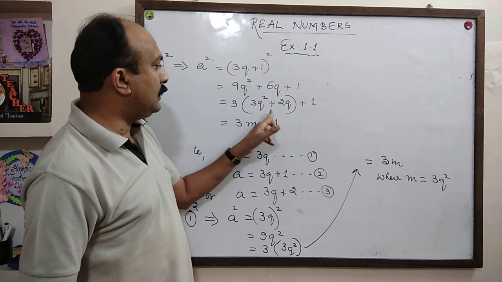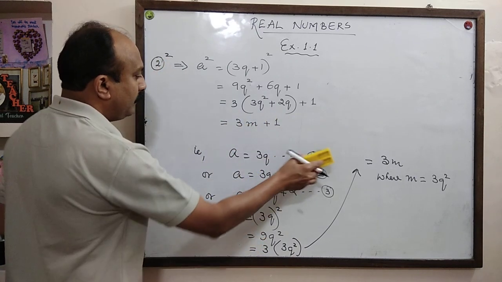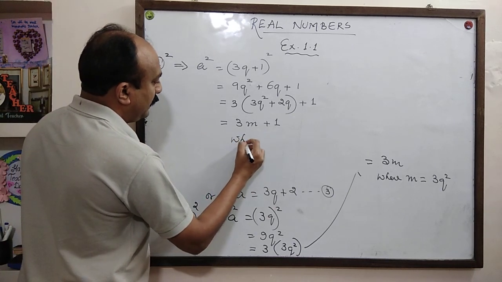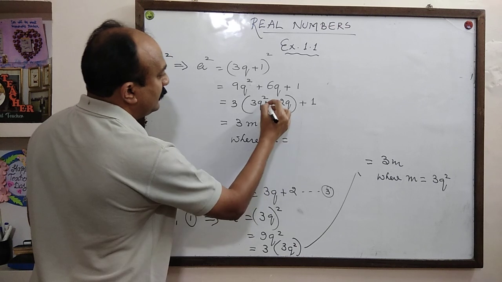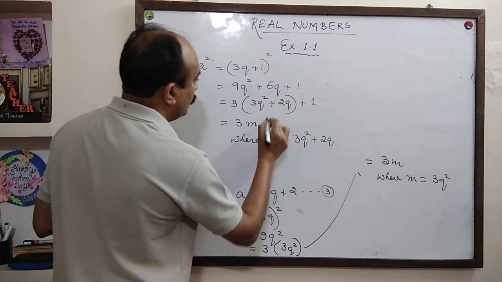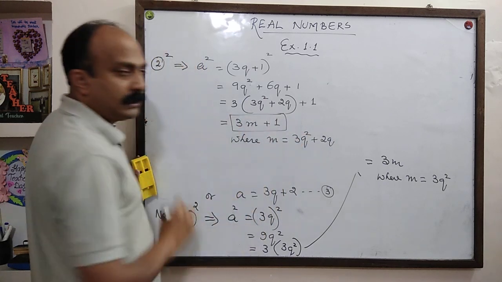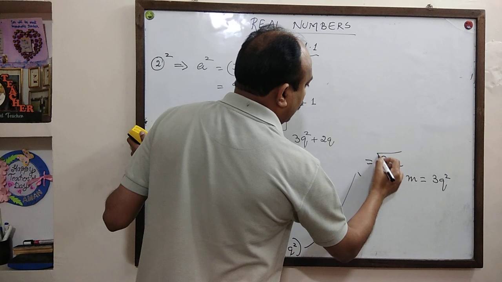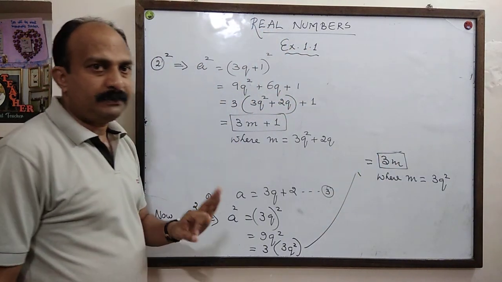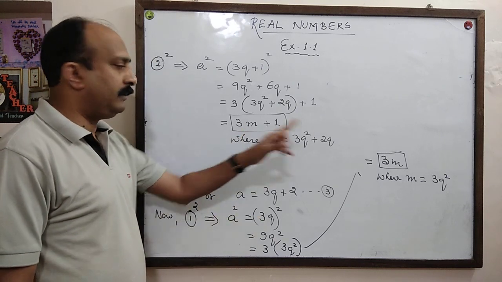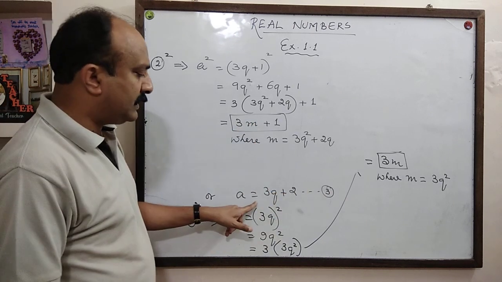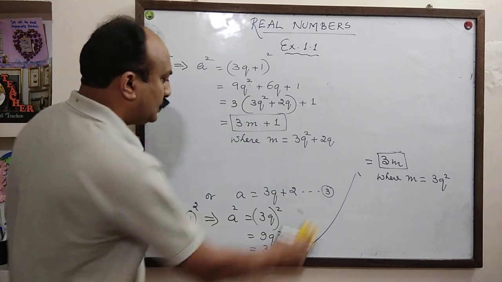So we got 3 into m plus 1, where, below that you write, m is equal to this bracket. What is that? 3q square plus 2q. So here we got 3m plus 1. Here we got 3m. So 2 steps are over, 2 possibilities are over. In the first one we got 3m. In the second one we got 3m plus 1. Now the third equation is left out, that is 3q plus 2.